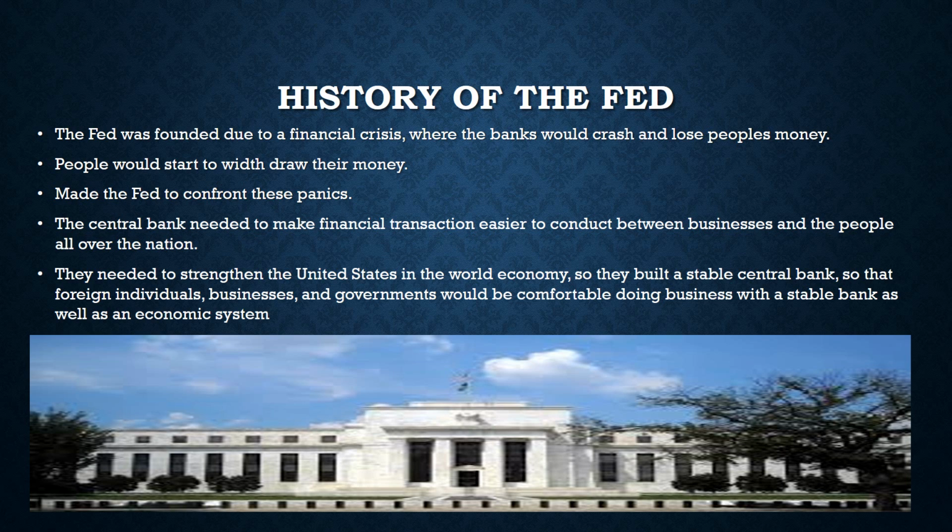The banks needed reserves to prevent the people from panicking, so they wouldn't go out of business. In 1913, they wrote the Federal Reserve Act, which solved this problem. They also needed to make financial transactions easier to conduct between business and the people. The purpose of the Fed was they just wanted to make the banking system better than it was and provide easier transactions between the people to make banking easier.